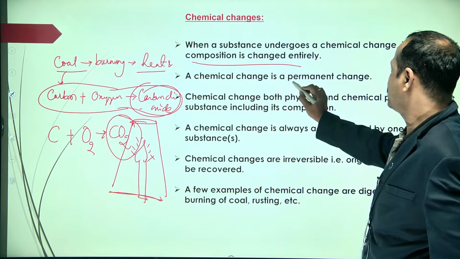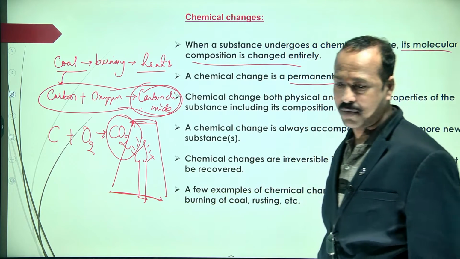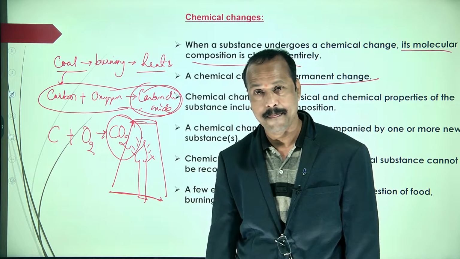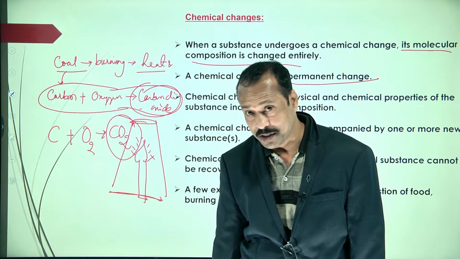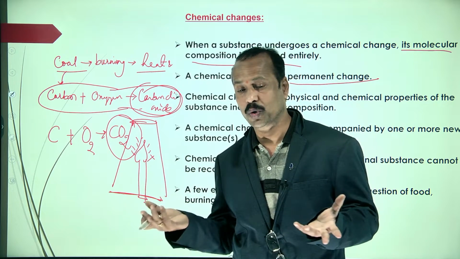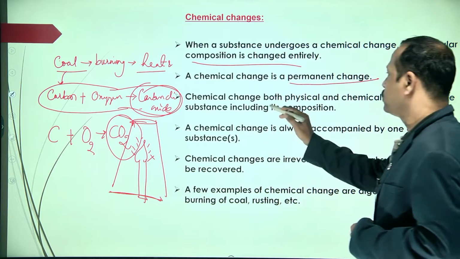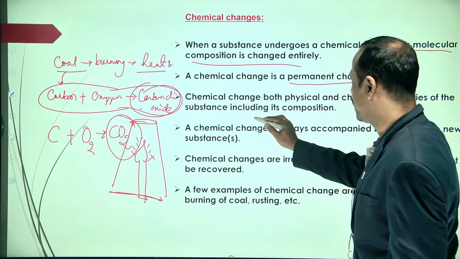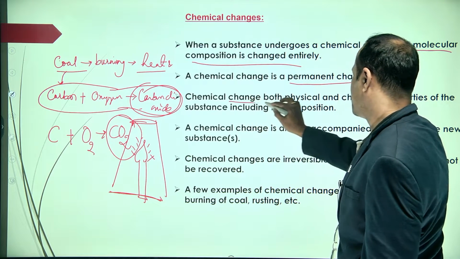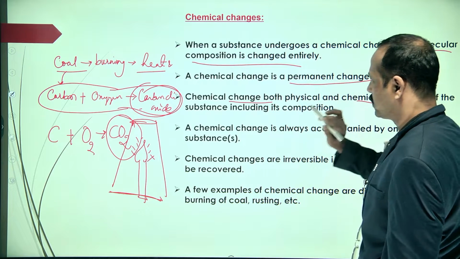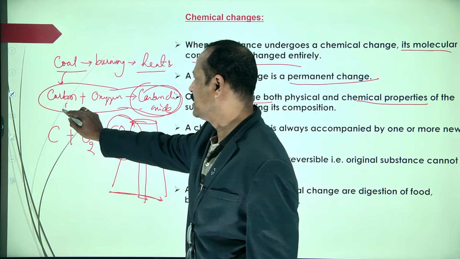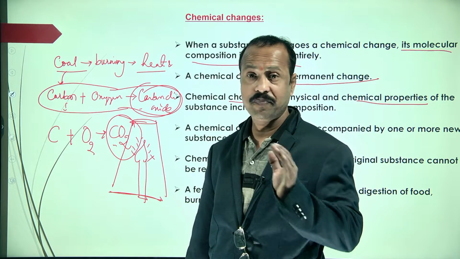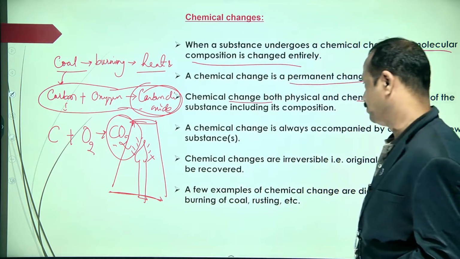A chemical change is a permanent change. You know that it forms carbon dioxide. Again, can you change that carbon dioxide back into carbon? Is it possible? No. So we cannot change it. So a chemical change changes both the physical and chemical properties of the substance, including the composition. Why? Because carbon is a solid, but carbon dioxide is a gas. So physical properties change and chemical properties also change.